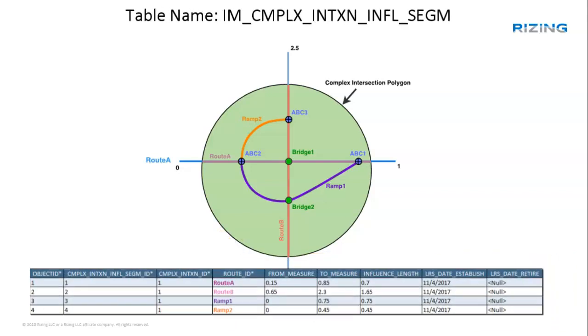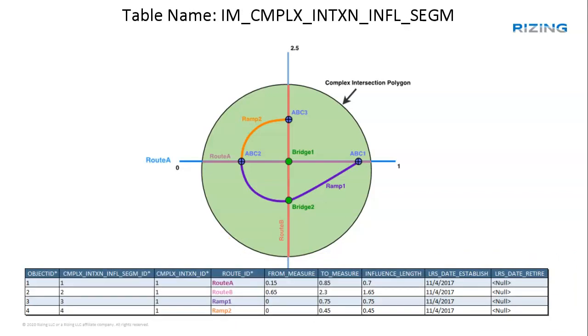Also based on the diagram, this example of the complex intersection influence segment table includes the route ID, from measure, to measure, and influence length of all routes and ramps that are involved in the complex intersection polygon. Like the Intersection Approach Segment Table, because this table has a route ID, from measure, and to measure fields, it can be dynamically segmented along the route network and given geometry.